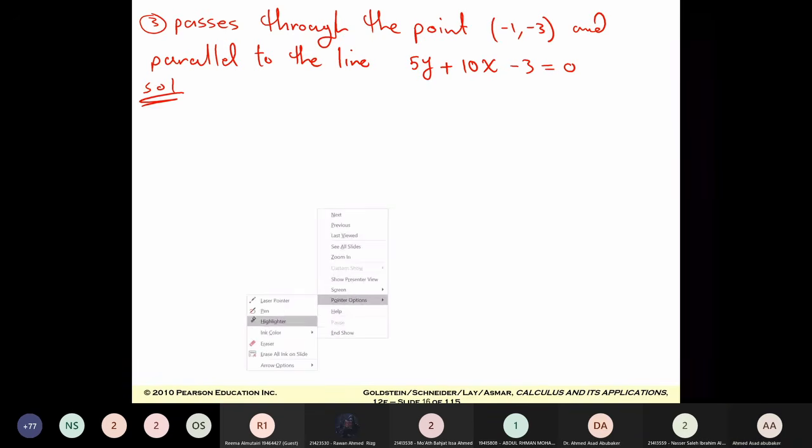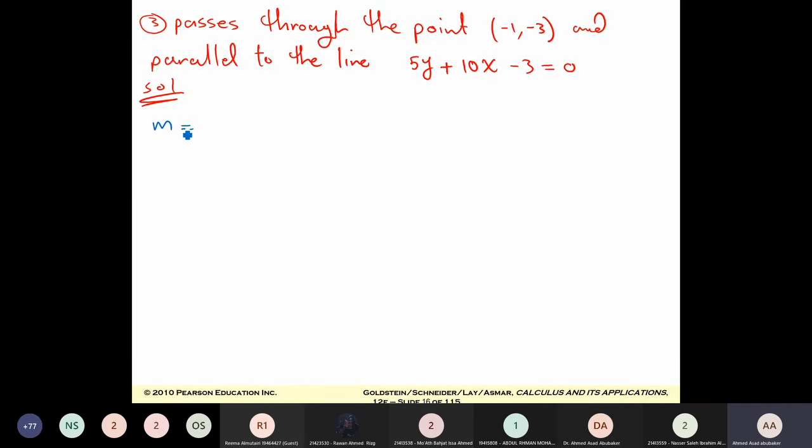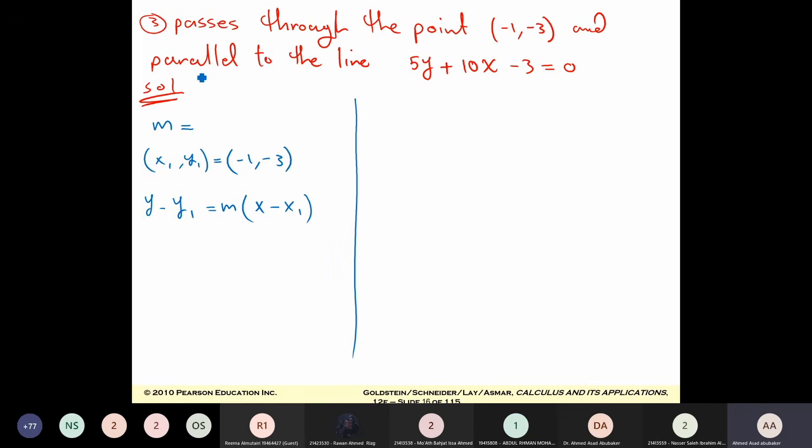Now, also if we need to find the equation of the line, we must have the slope and the point x1 and y1. The point is already given: -1 and -3. Okay, and we need to write the equation y minus y1. So this is the equation, so we must have the slope. How can we find the slope? Look at what is given in the example.